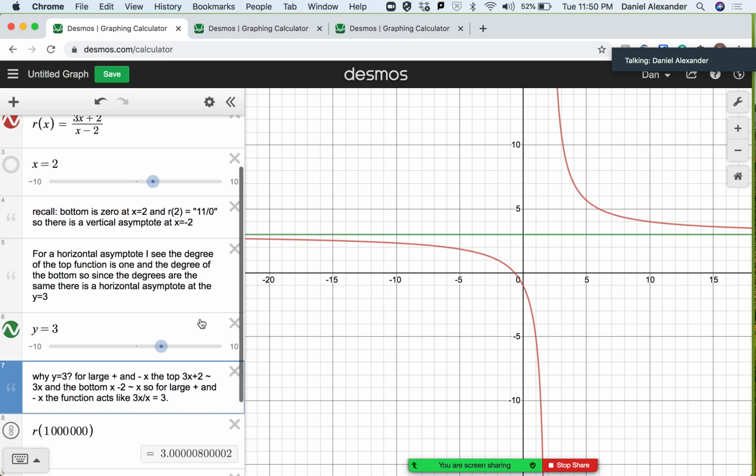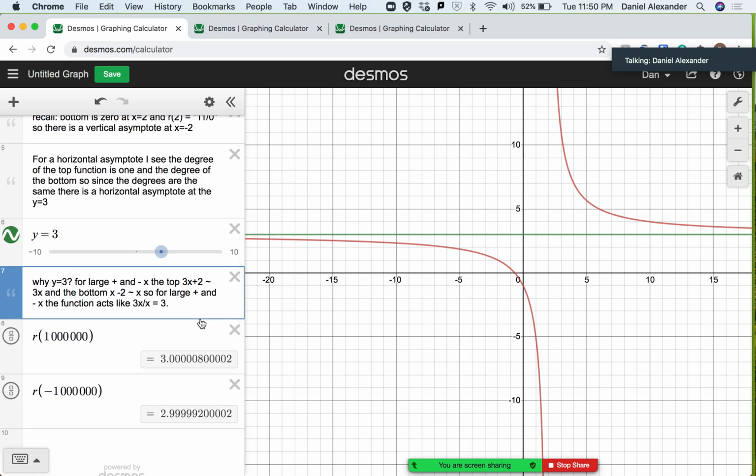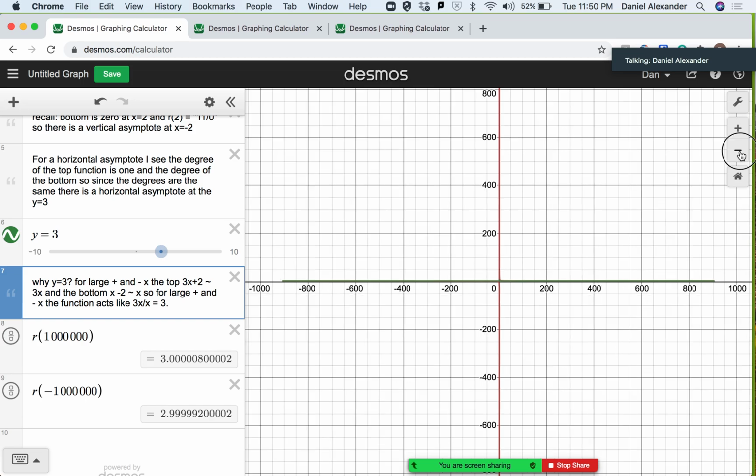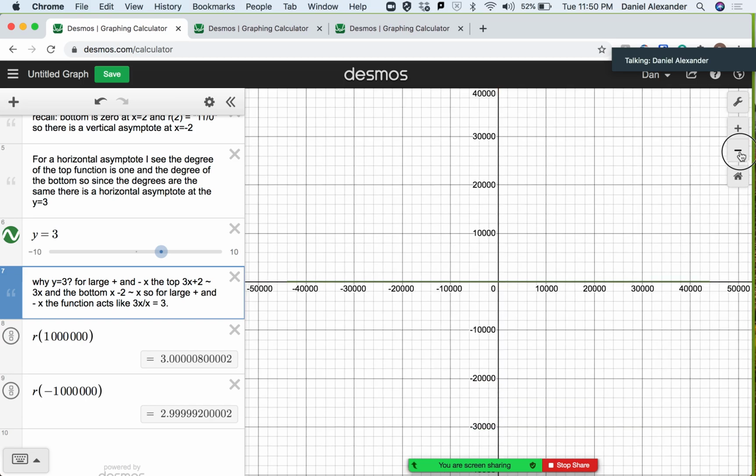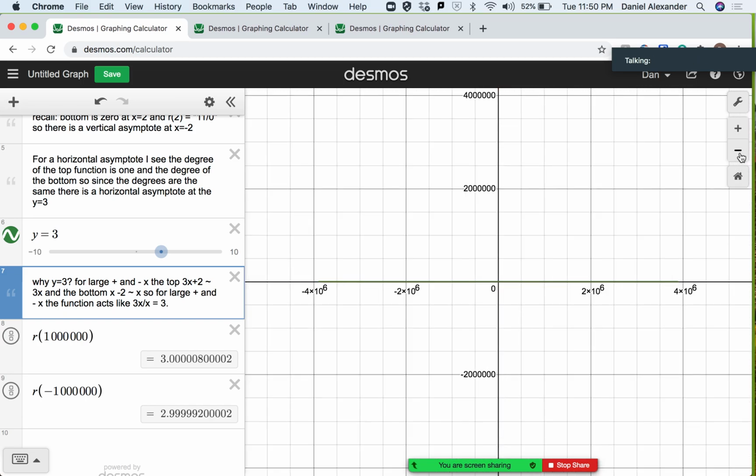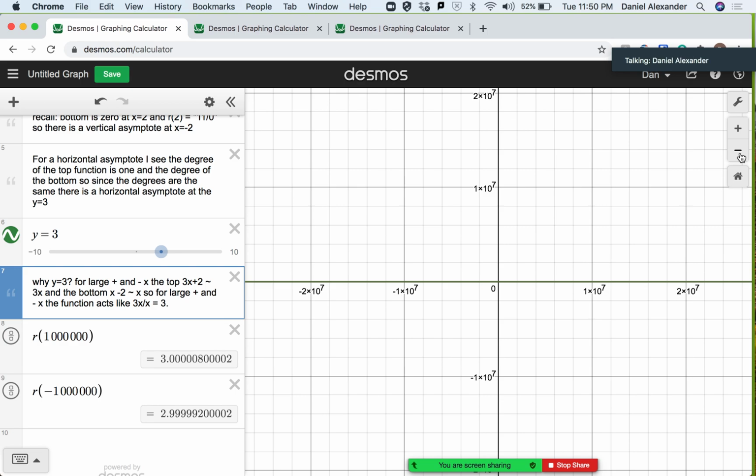The horizontal asymptote is 3. Again, I just want to give you an example. I plug in some large numbers into x. I plugged in 1,000,000, and it was just a little bit over 3. I plugged in negative 1,000,000, a little bit under 3. Let's see if we can see that here. I'm going to really, really zoom out. Here we go. Good. Okay.